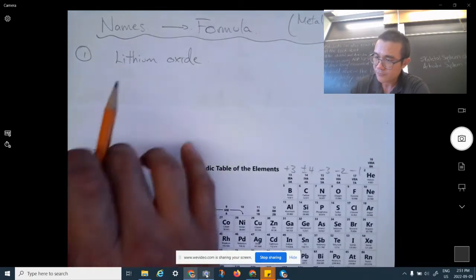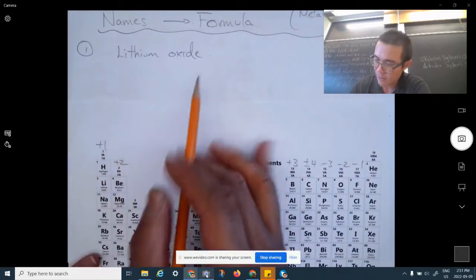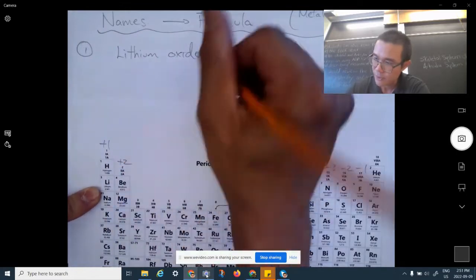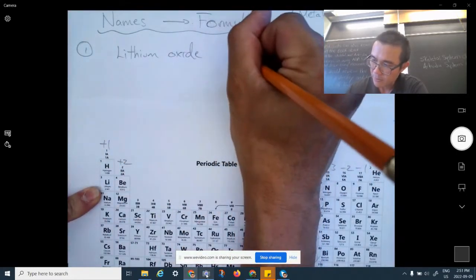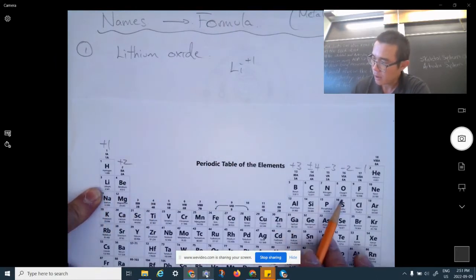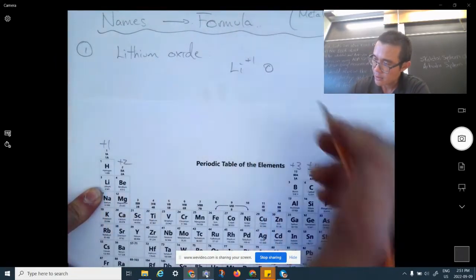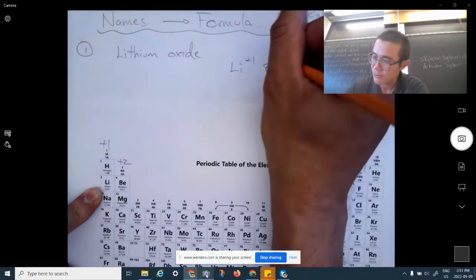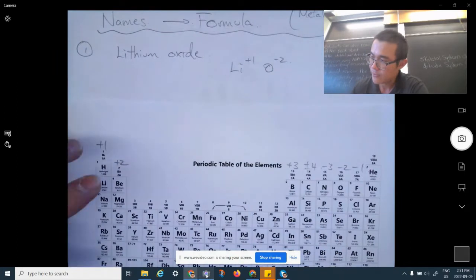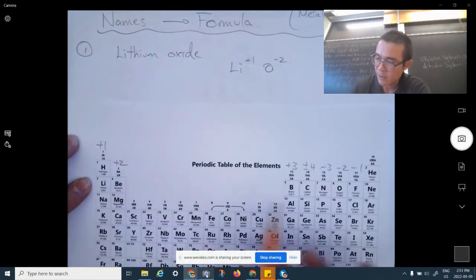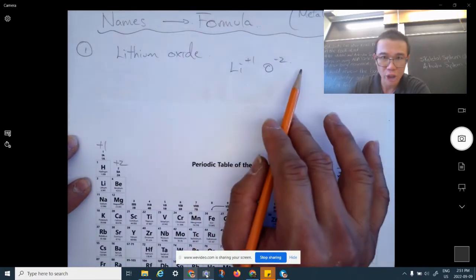Okay, so in our situation here, lithium oxide. Lithium is in this first column, so lithium is +1, or 1 plus. Oxide is oxygen, and since oxygen is in this column, it will be -2. So you first figure out the symbol plus the charge.